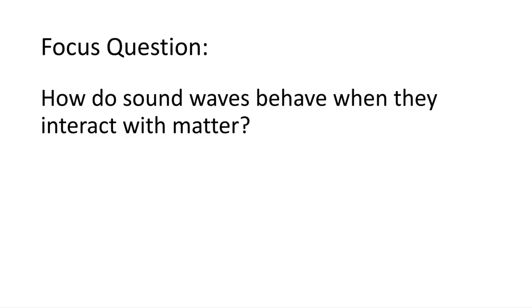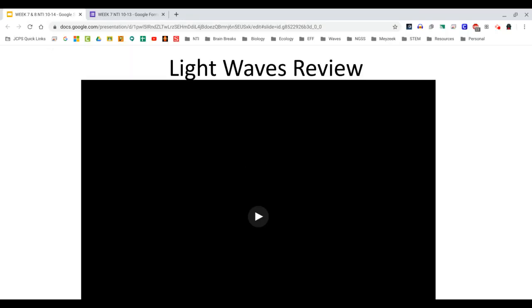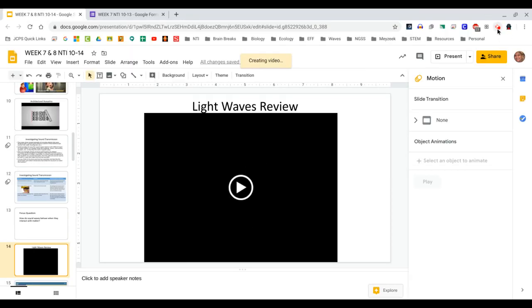Okay, so ending by talking about sound waves and how they interact with matter. How do sound waves behave when they interact with matter? Well, sound waves can be reflected, they can be transmitted, and they can be absorbed. Depending upon the material, the speed will change, and so will the direction. And I'm going to stop there so that you can answer questions 1 through 5.